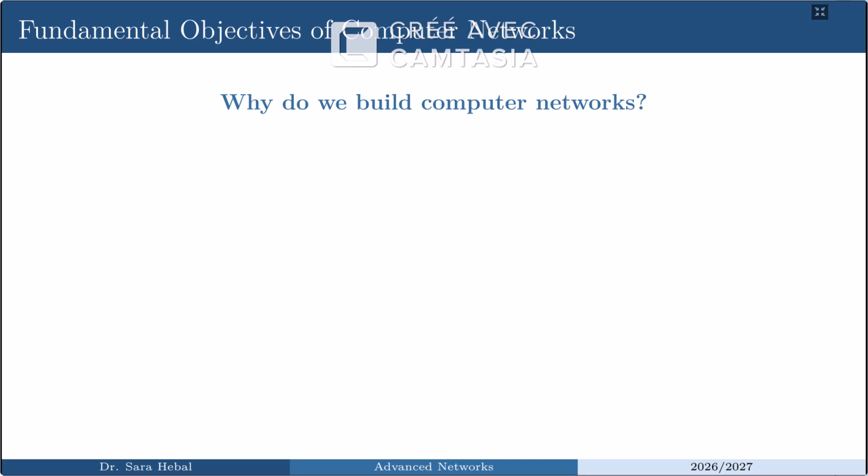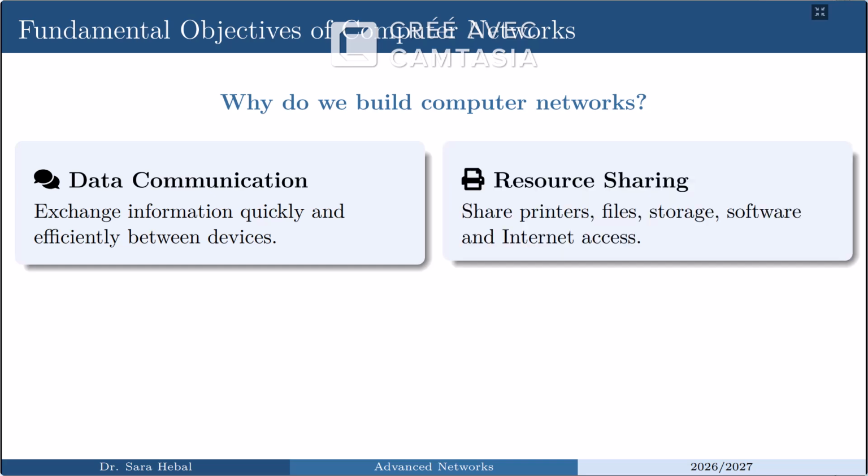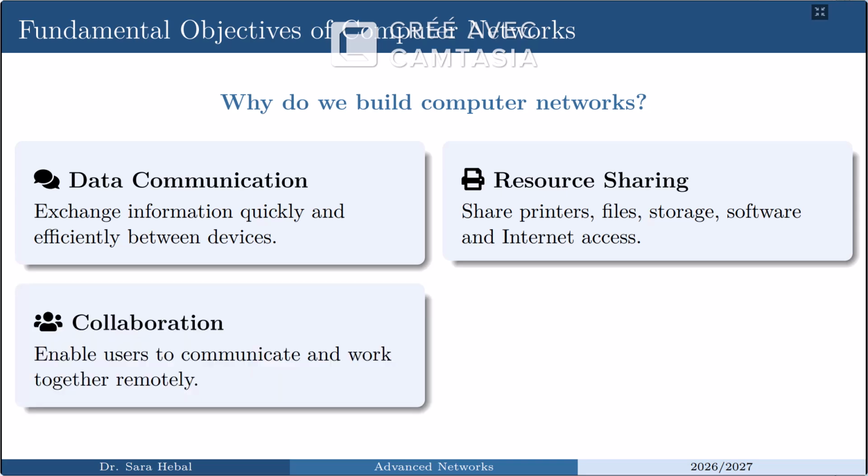So, why do we build computer networks? The first objective is to enable reliable communication between geographically distributed users and systems. Networks also allow multiple users to share hardware resources such as printers, storage systems, and servers, which reduces duplication and costs. Also, they facilitate collaboration by allowing people to work together on shared documents and applications, regardless of their physical location.